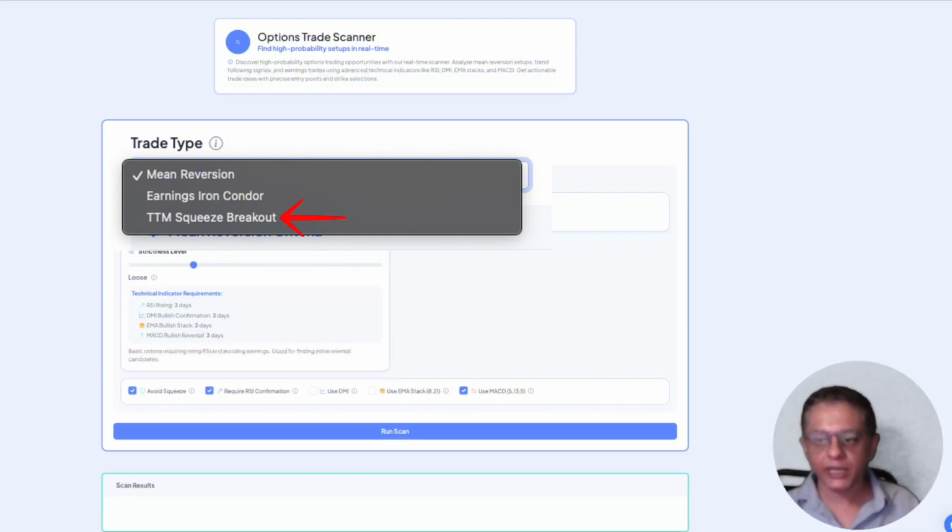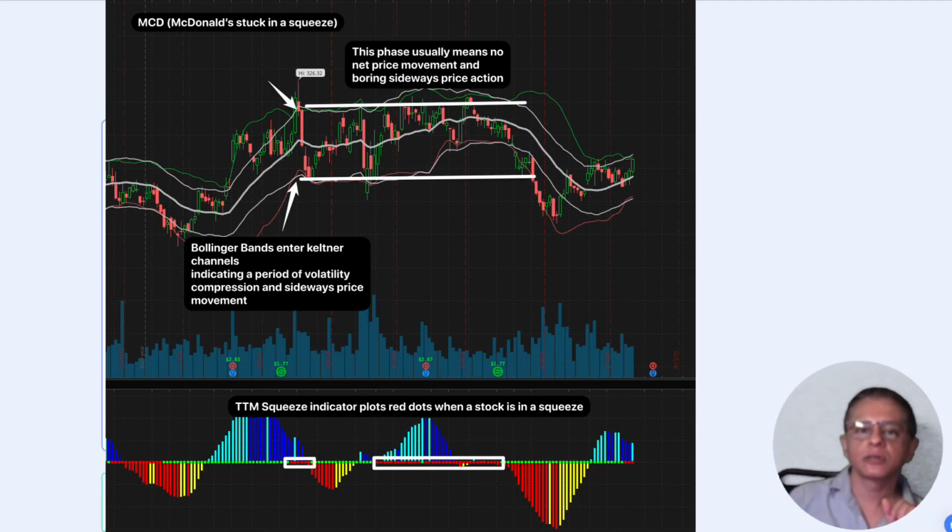And then the TTM squeeze breakout is also a trade that I do take in my group. With mean reversion, what happens is when a stock drops too much or goes up too much, we take the contrarian mindset and we go the opposite direction. What happens sometimes is stocks get stuck in a tight trading range. They'll just go like this for a long time. It could happen for weeks or even months. And if you take a trade during those so-called squeezes, it's very hard to make money because you'll keep getting chopped out.